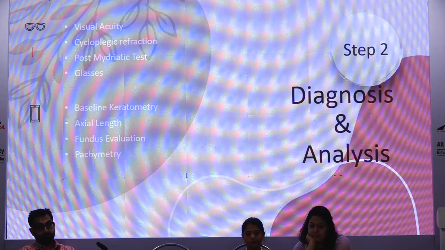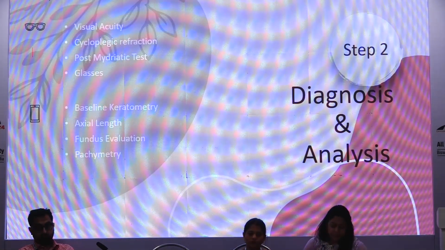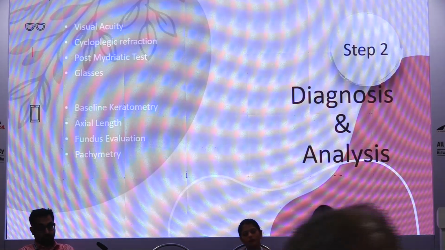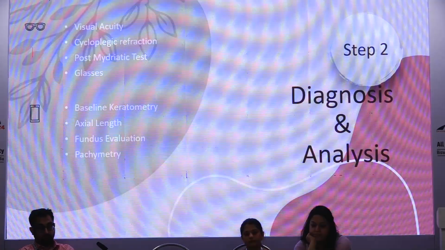So these are some of the things, and then we come to the second part of it, that is the diagnosis. Diagnosis, we all are ophthalmologists. We are doing our work fine since years. We know how to do a cycloplegic refraction and prescribe glasses. Part 2 is that you have to do a baseline K, baseline axial length, do a good fundus evaluation for myopic patients, and corneal thickness if it is possible.